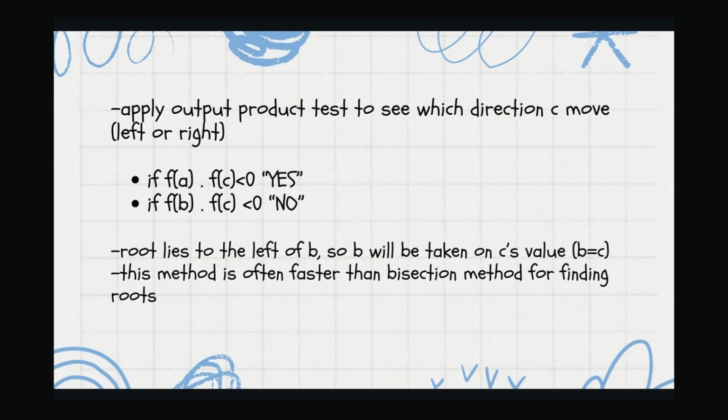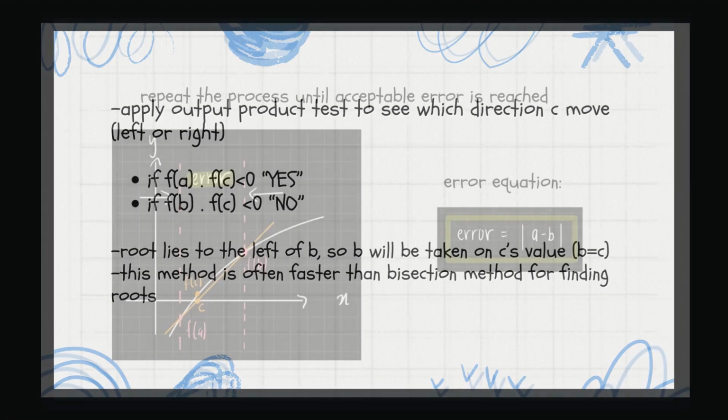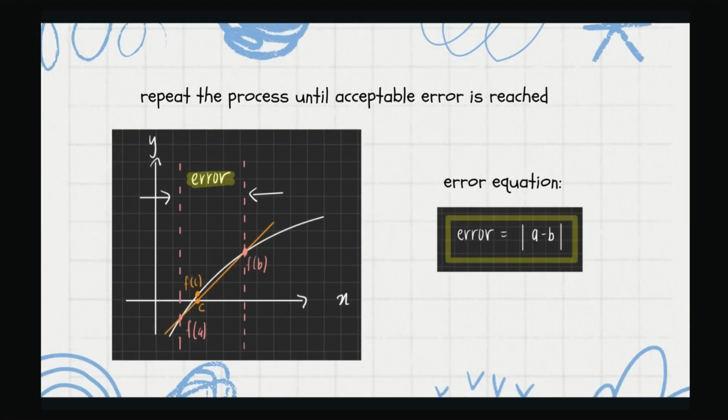This method is often used because it is faster than the bisection method for finding roots. We also have to repeat the process until an acceptable error is reached. The error equation is shown in the picture.